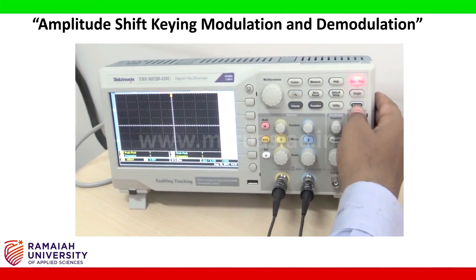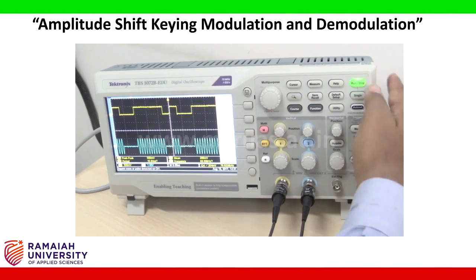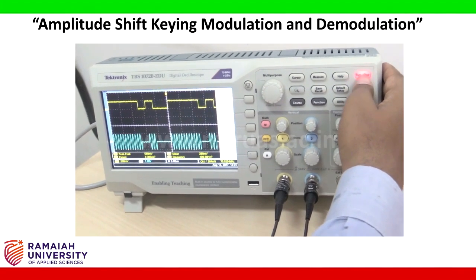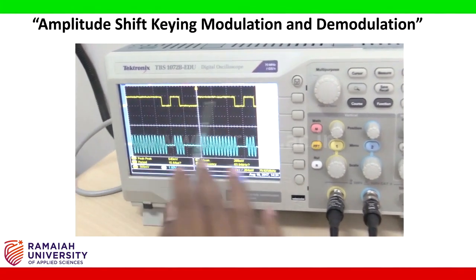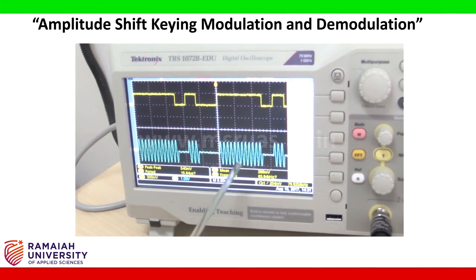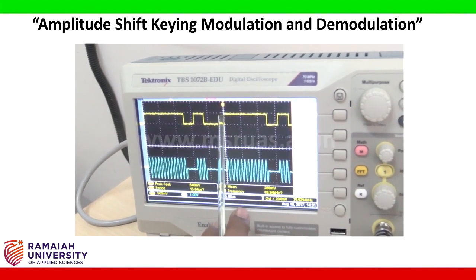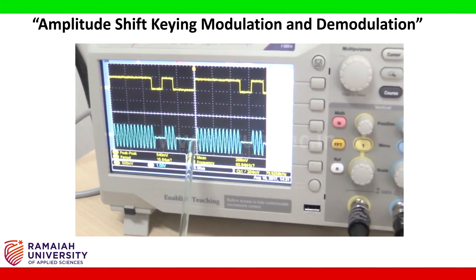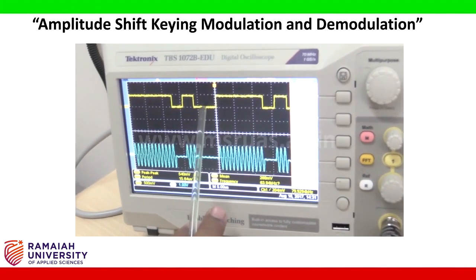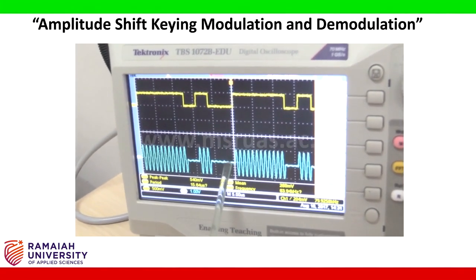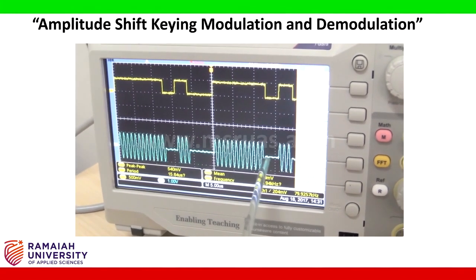Now press the auto set button and let us press the run and stop one. Here you can see this is the data stream and this is the amplitude shift keying modulated signal. Whenever the input digital signal is high, at that time we are transmitting a sine wave of certain frequency, and when the signal is low, we are not transmitting any sine wave. So this is the amplitude shift keying modulated signal.